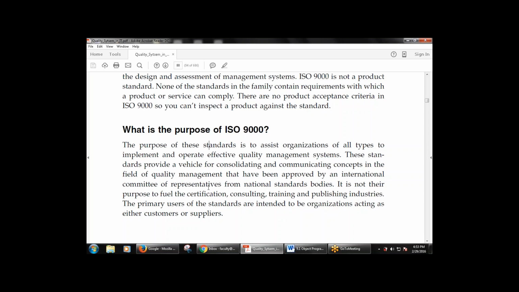So that is a part of ISO 9000, and it is not their purpose to fuel the certification, consulting, training, and publishing industry. The primary users of the standards are intended to be organizations acting as either customer or supplier. So whichever the customer, whoever the supplier, that is also part of the ISO 9000 standards.